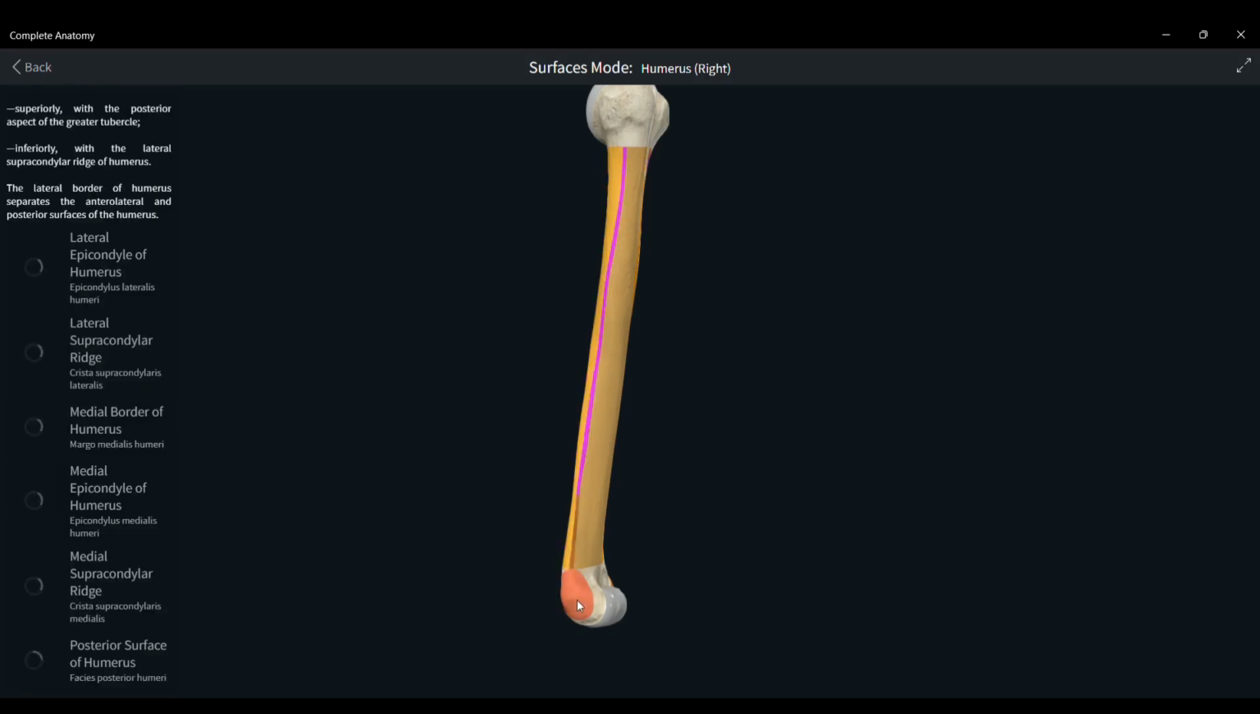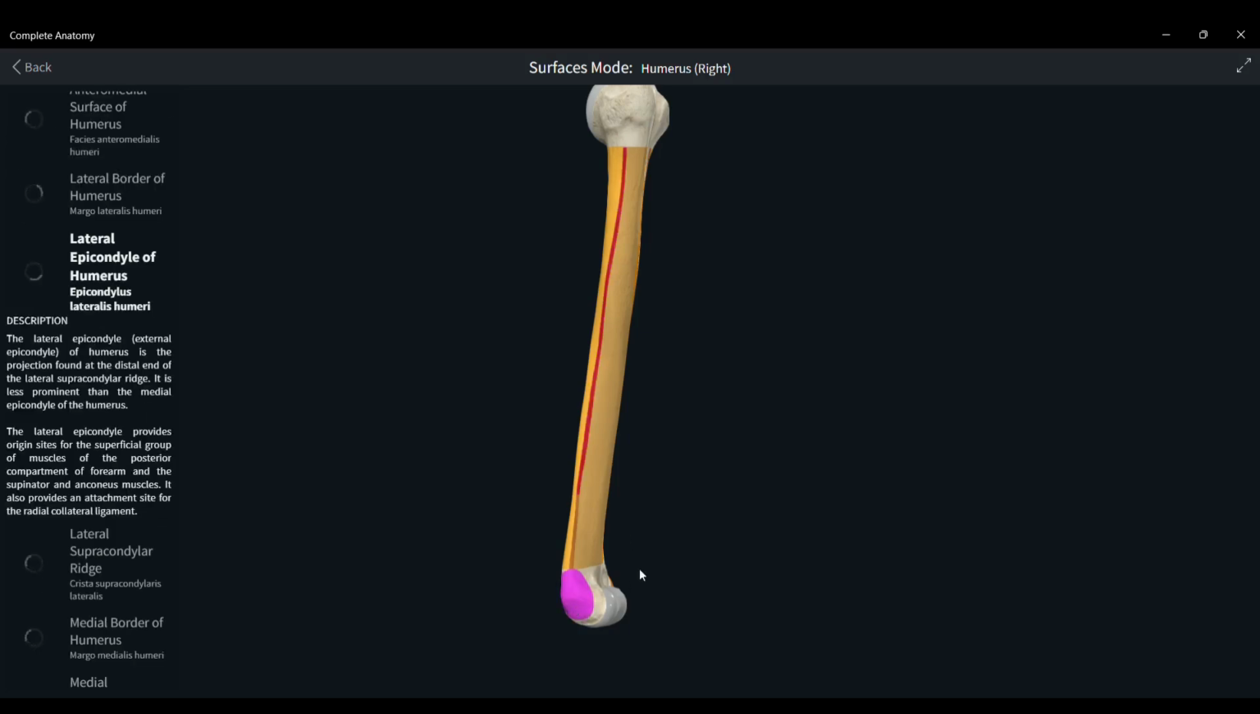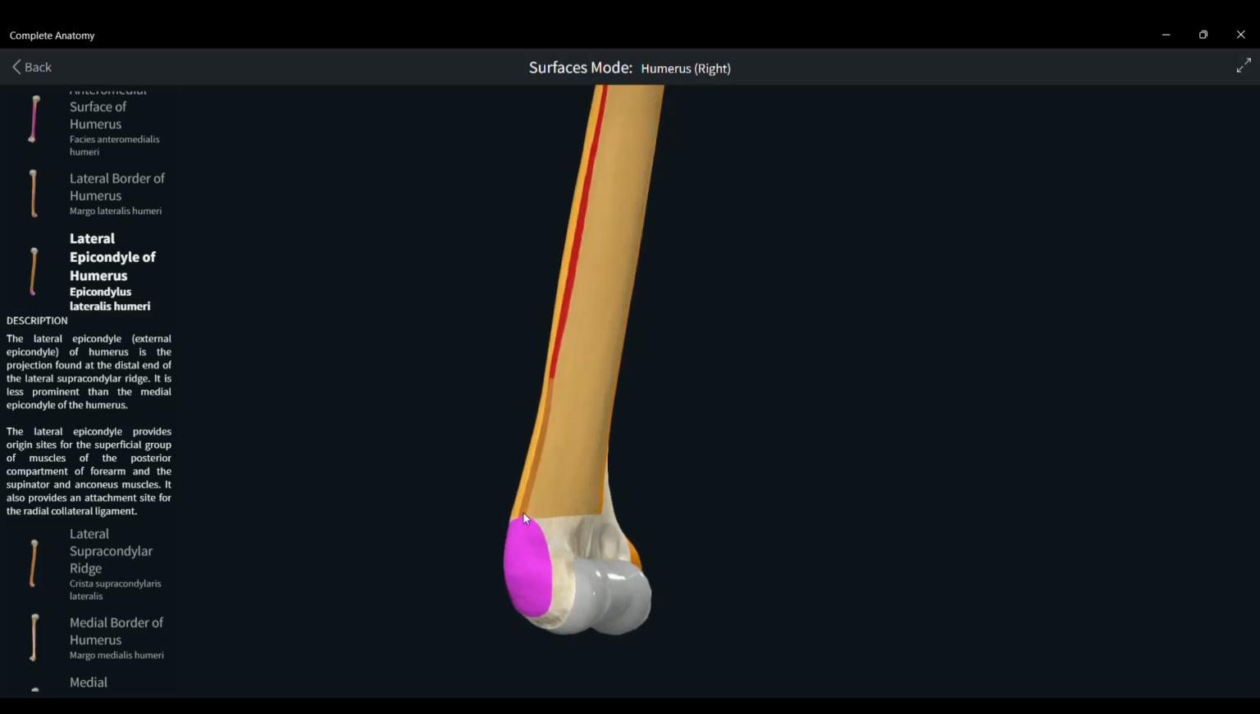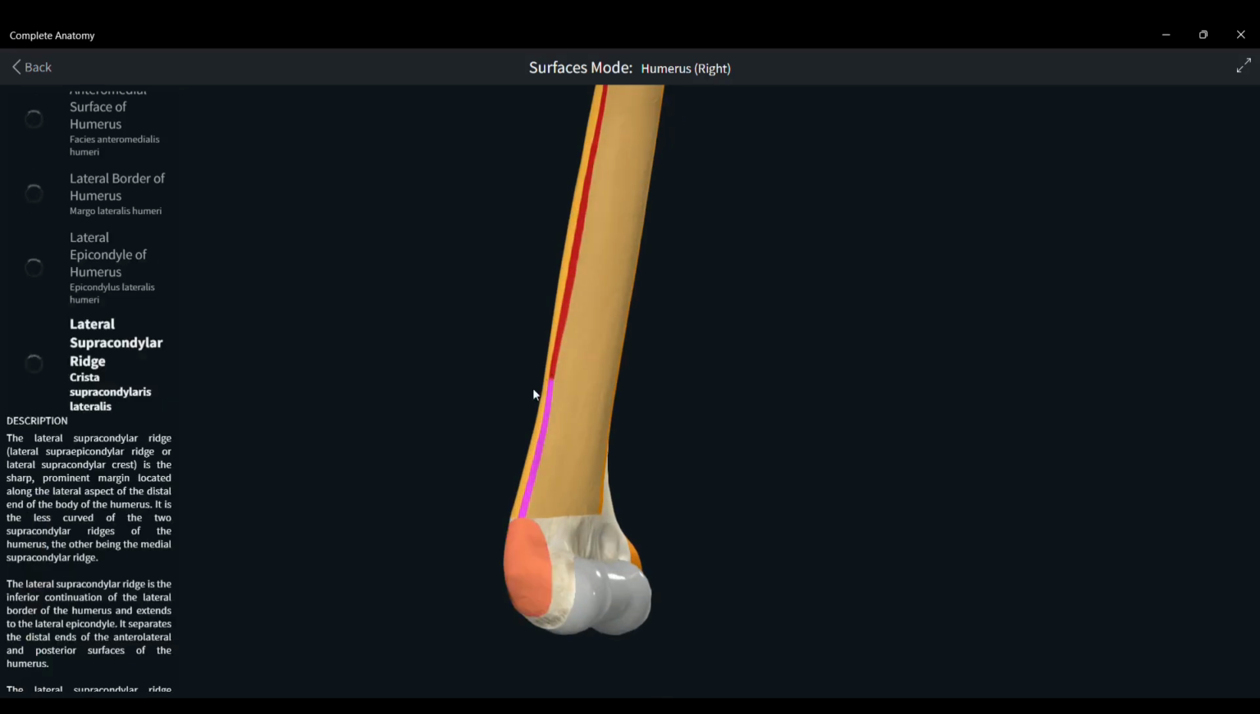The distal outer projection is the epicondylus lateralis humeri. This is the main origin for the forearm extensor muscles. Just above it, running upward, is the crista supracondylaris lateralis, a sharp ridge that can easily be followed by palpation.